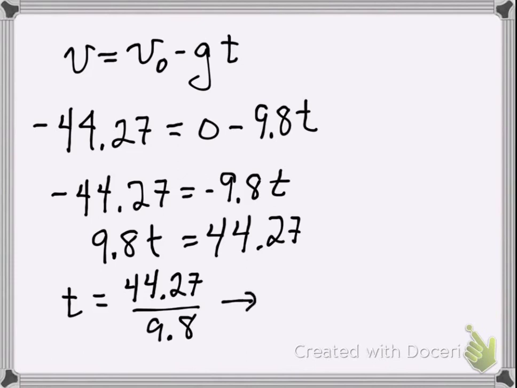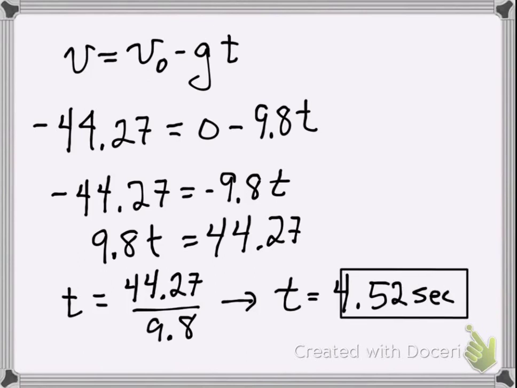And then that's going to give us t equals, and we'll use our calculator here, 44.27 divided by 9.8. And that gives us, we'll call it, 4.52 seconds. So there we go. We got our answer for part B, which was the amount of time that it takes the object to fall from a height of 100 meters.